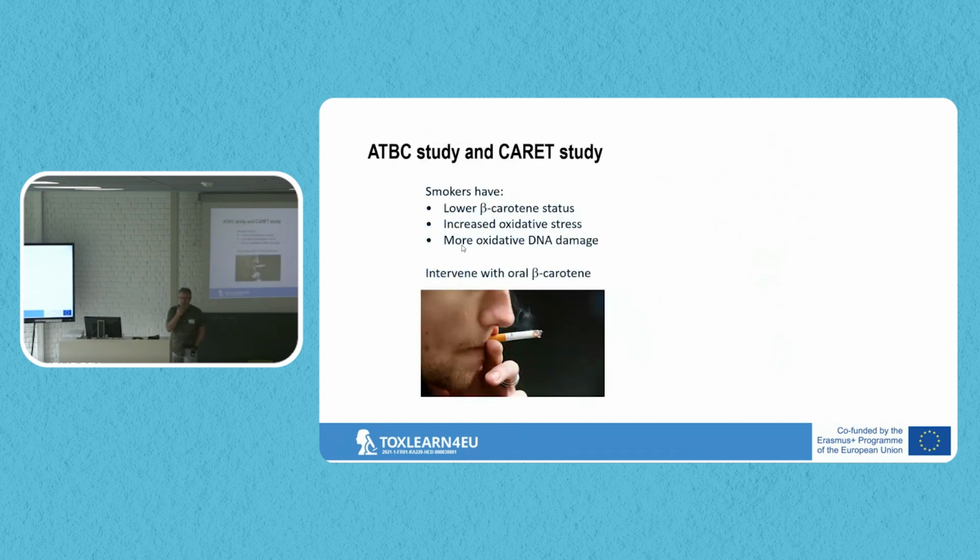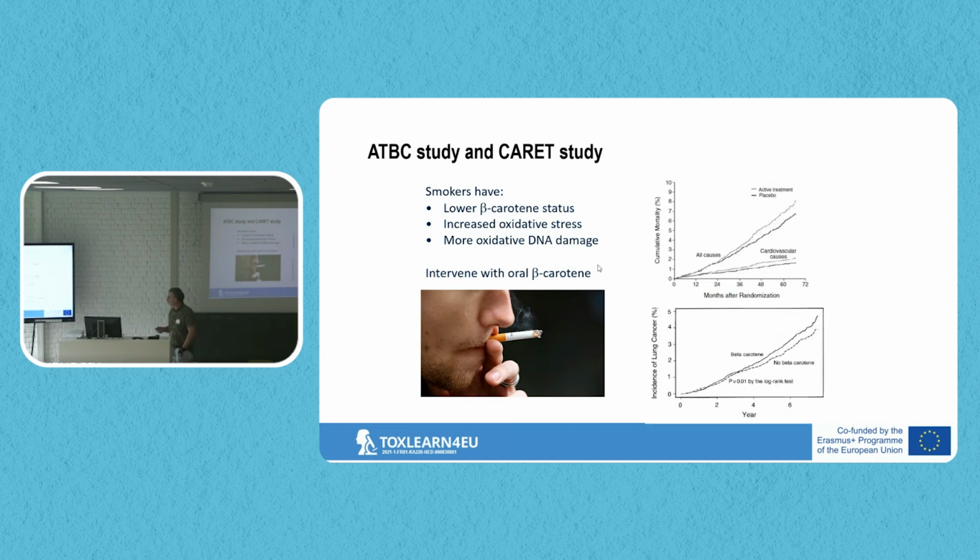An example that I want to give with regard to making a mouse a better model for humans is beta-carotene metabolism. There were 2 studies, the ATBC study and the CARET study, that studied whether smokers would benefit from vitamin A. These smokers got extra beta-carotene. The reason was smokers have a lower beta-carotene status. There is increased oxidative stress, and vitamin A is an antioxidant, so there's more oxidative DNA damage. So let's intervene with oral beta-carotene. These were huge intervention studies done in Europe and the United States.